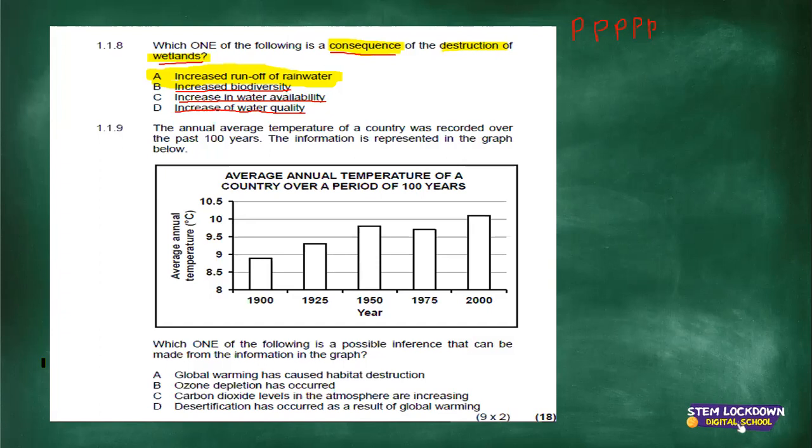And then next question, 1.1.9. The annual average temperature of a country was recorded over the past 100 years. The information is represented in the graph below. Remember, temperature is a determining factor of the climate of a particular region, right? Temperature and rainfall. So it was recorded over the past 100 years. We see here on the x-axis, it's the years, and on the y-axis is the average annual temperature in degrees Celsius. So in the 1900s, the average annual temperature was less than 9 degrees Celsius.